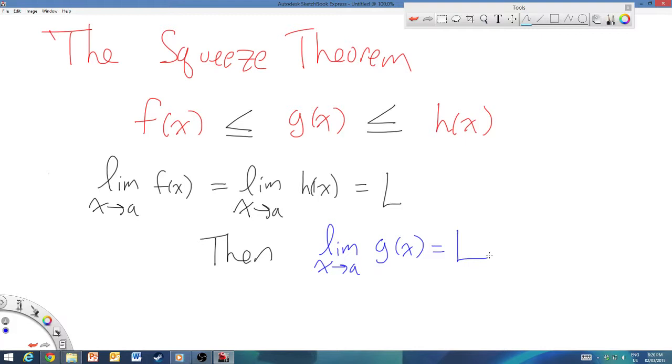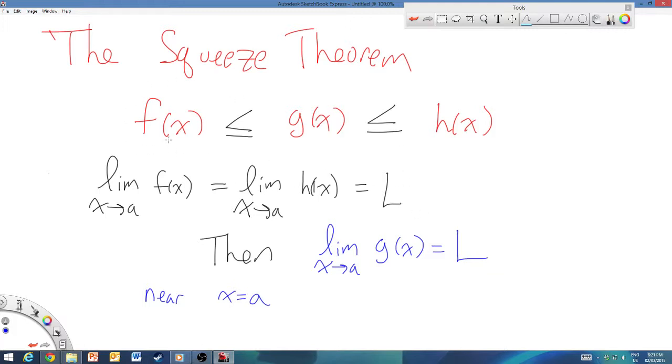Okay, so effectively, this is at some point a. Essentially not at, it should be near a point a. This is near x equals a. Okay, it doesn't have to necessarily be true when x is equal to a, but when x is near a, then this is the squeeze theorem.